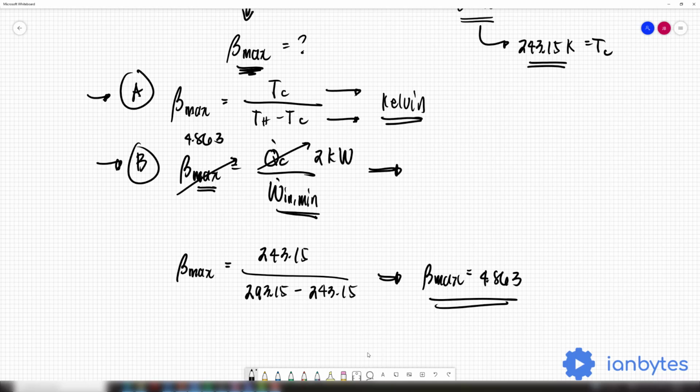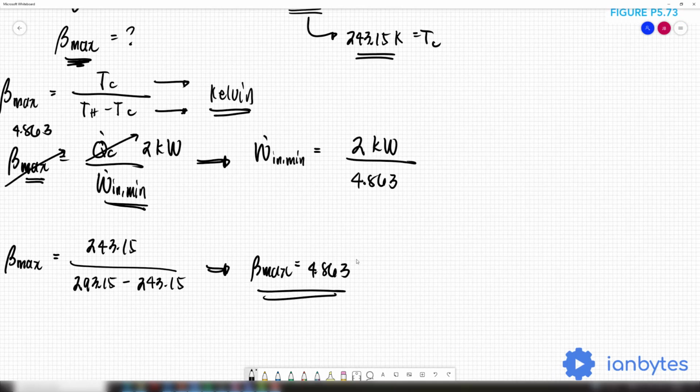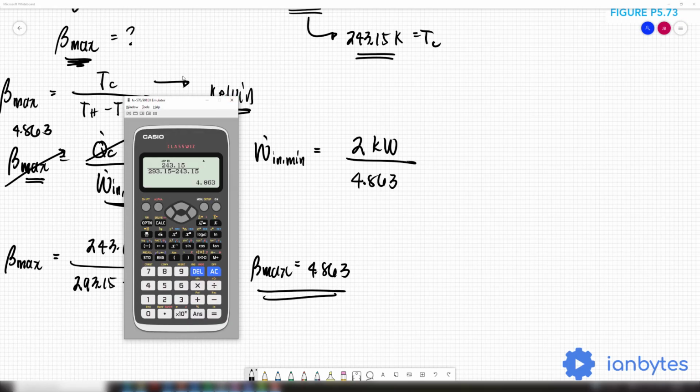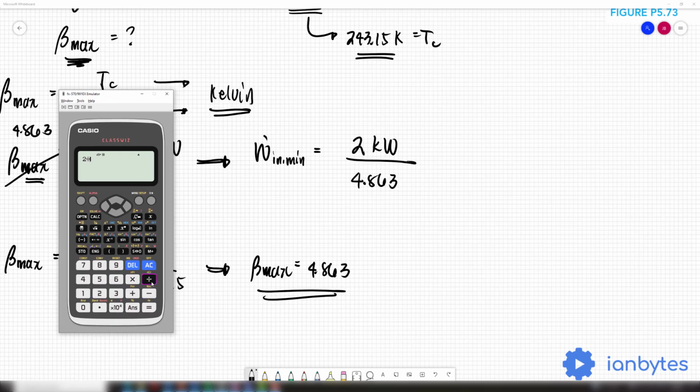Transforming this formula, we have the minimum power input, that's just going to be equal to 2 kilowatts, divided by 4.863. Substituting these values in our calculator, we have the following. 2 divided by whatever the answer that we got a while ago. The minimum power input, therefore, is 0.4113 kilowatts. Let me just write it down.